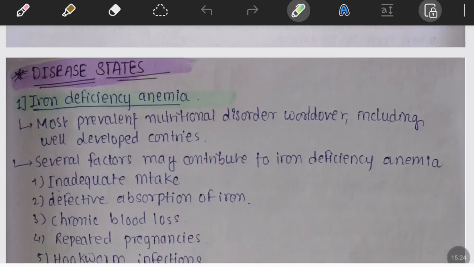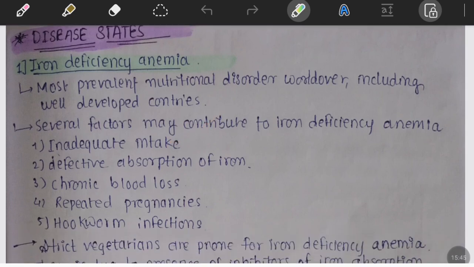Let's see iron deficiency anemia. This is the most common nutritional deficiency disorder. But why does this occur? Let's understand the causes one by one. Inadequate intake: if a person doesn't consume enough iron-rich food for a long time, the body's iron stores gradually become empty. Once ferritin stores are exhausted, hemoglobin production starts falling.